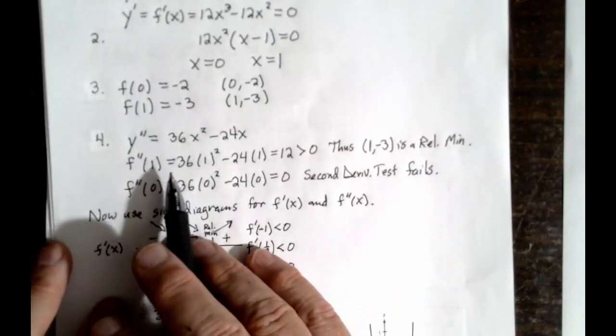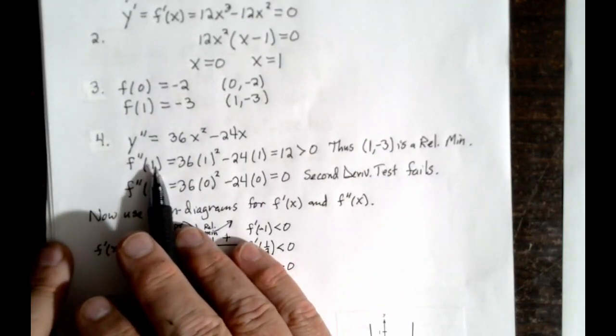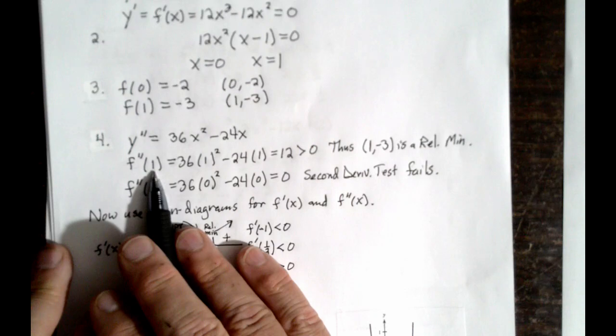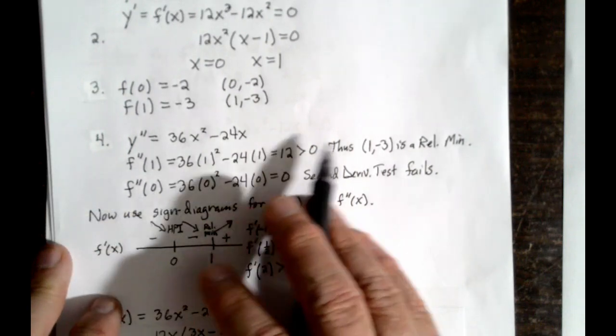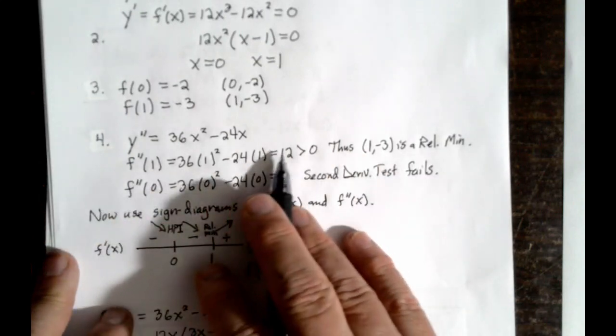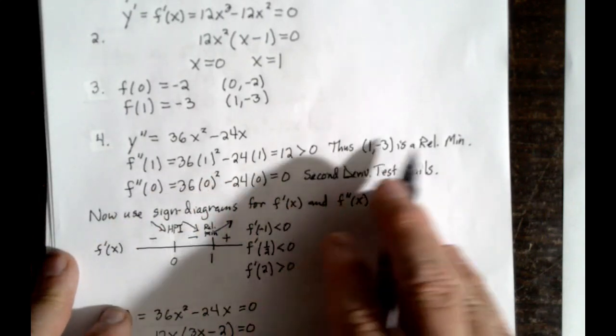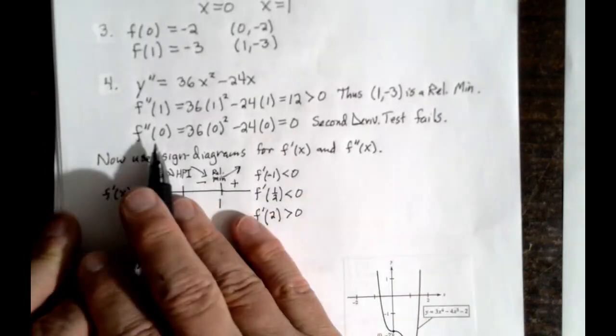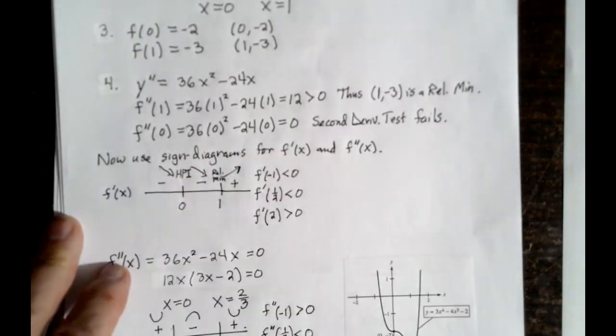Notice, by the way, when you do the second derivative test in this way, when you plug in the critical values that you found for the first derivative, it works the opposite way you would think. You would think if you get a positive, it should be a relative max. No, it's a min. If you get a number that's negative, then it's a relative maximum. It's opposite the way you would think. And then if you get 0, it doesn't tell you anything.